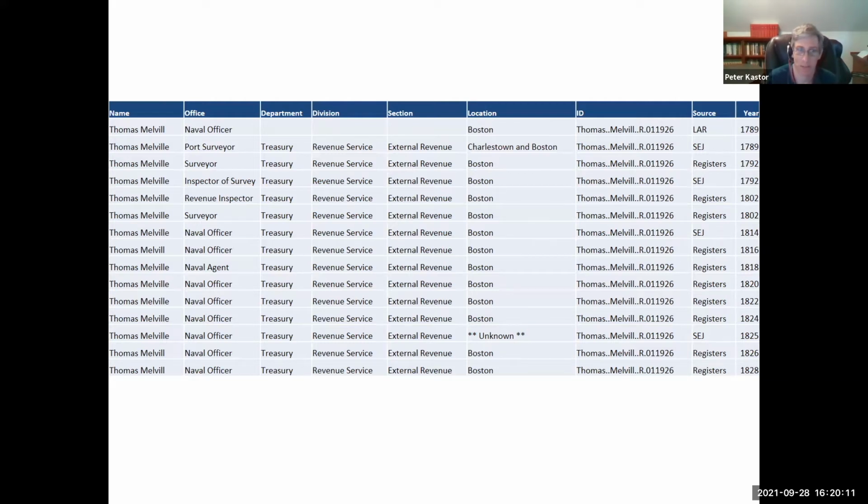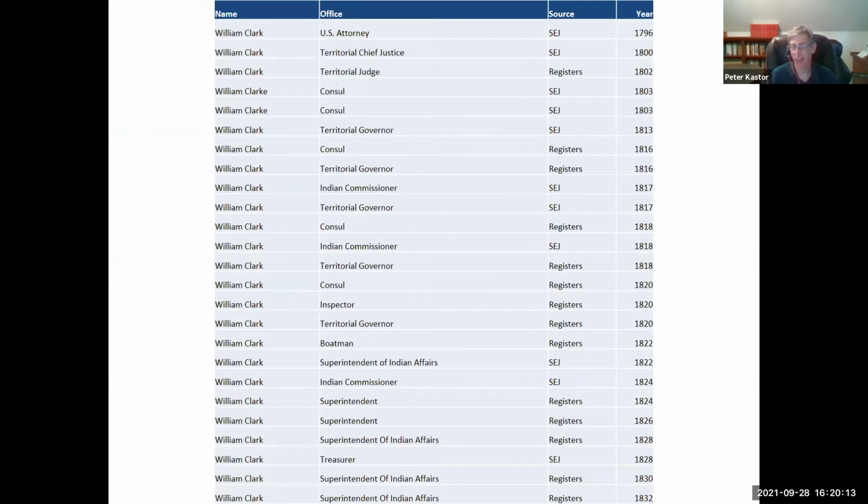Let's use another name, William Clark. Here are all of the entries attached to William Clark. Some of them are spelled with an E. That doesn't mean it's the same guy. Some without an E. Some of these I knew had to be the William Clark of the Lewis and Clark expedition. And I've chosen him because I wrote a book about William Clark, so I needed to do this.